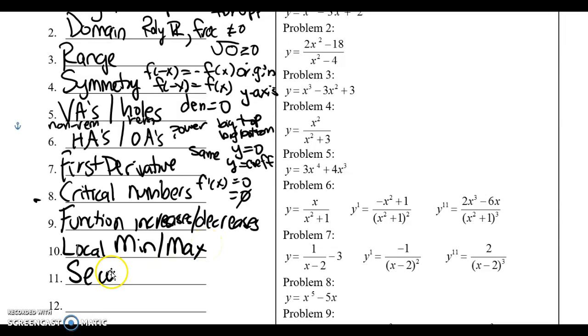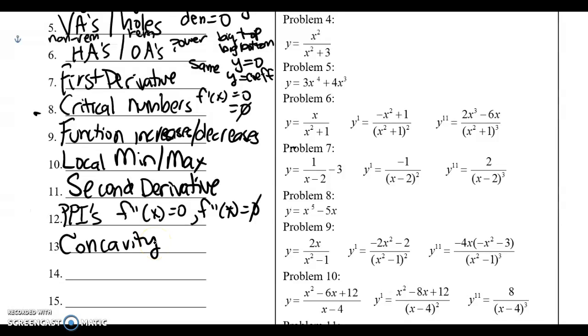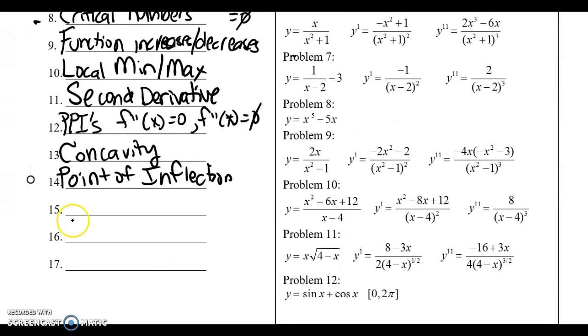Then we move to the second derivative. After finding your second derivative, you can then list your PPIs, which you get from doing the second derivative equal to 0 and second derivative equal to undefined. Then we can decide where we're concave up and concave down. If concavity changes, we can then list our points of inflection. You can do the second derivative test to help with your min-max points.